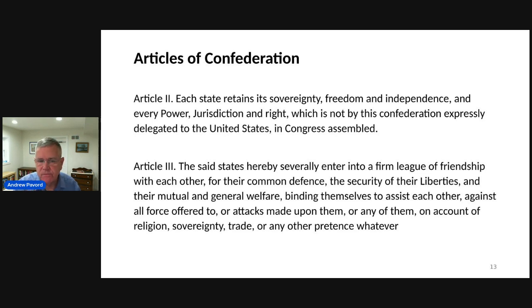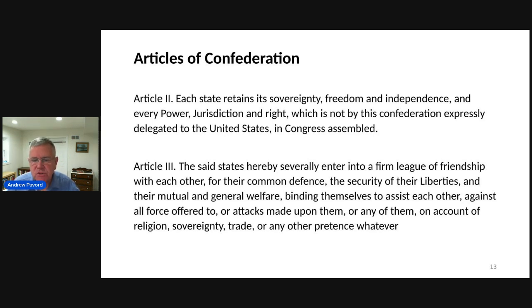It retains their sovereignty, their freedom, and independence. So they're not giving up anything to the Articles of Confederation. And every power, jurisdiction, and right, which is not by this Confederation expressly delegated to the United States, is retained to the states. And so what Article 3 says is they created a firm league of friendship for common defense, security of liberties, and mutual and general welfare.